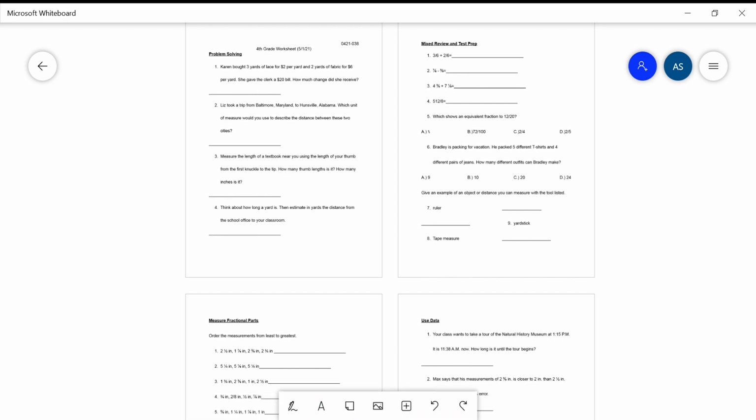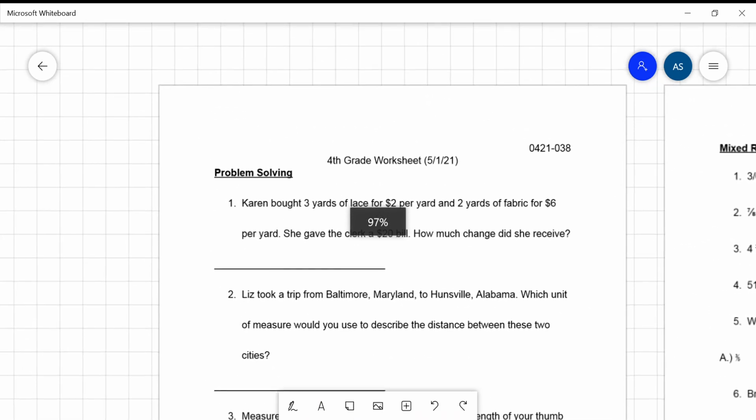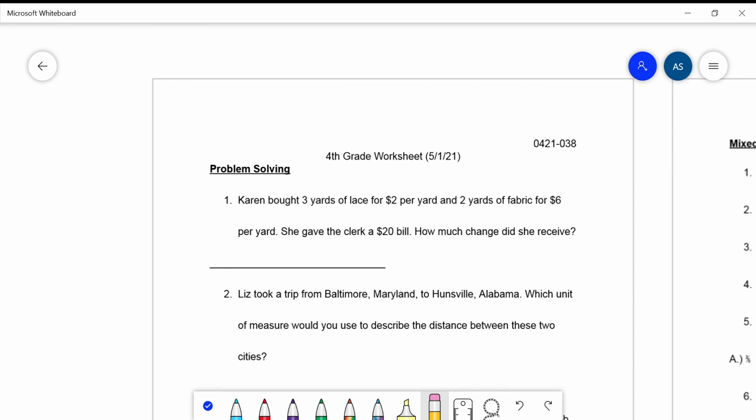So let's look at our very first page, number 1. Karen bought 3 yards of lace for $2 per yard and 2 yards of fabric for $6 per yard. She gave the clerk a $20 bill. How much change does she receive? Okay, so she bought 3 yards of lace. So she has 1, 2, 3, and each of them is $2, right?